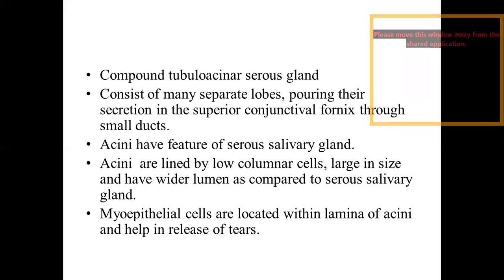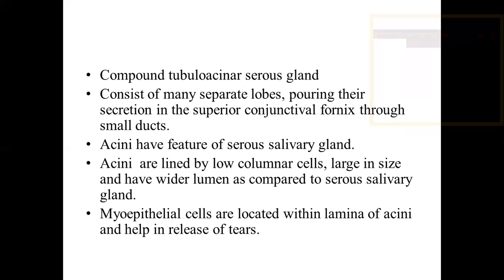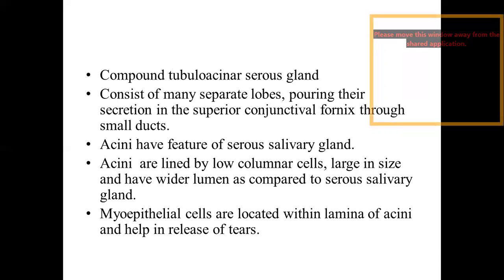So this is what kind of gland? It is a compound tubuloacinar gland. You will see this gland in the dissection, which consists of many lobes pouring their secretion into the superior conjunctival fornix through small ducts. So when you cry, all the teary secretions, they are coming from this lacrimal gland.